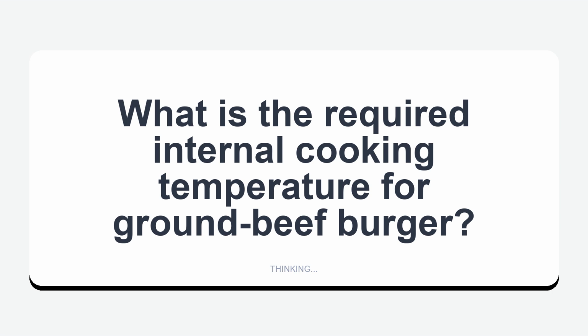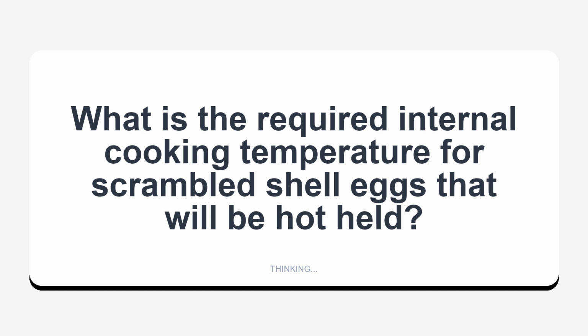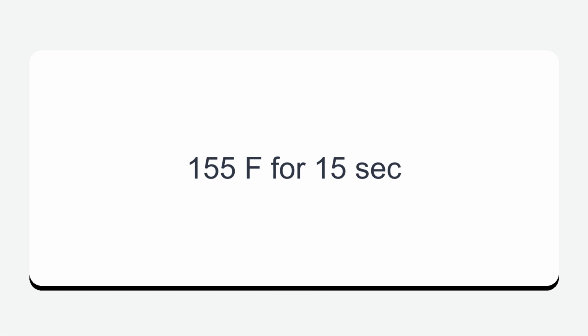What is the required internal cooking temperature for a ground beef burger? 155°F for 15 seconds. What is the required internal cooking temperature for scrambled shell eggs that will be hot held? 155°F for 15 seconds.